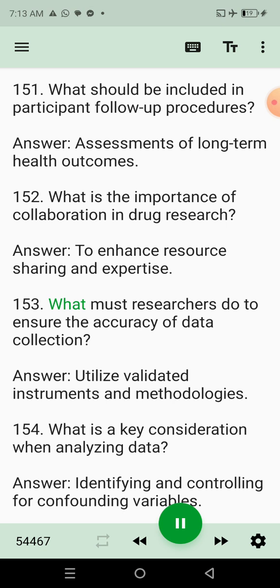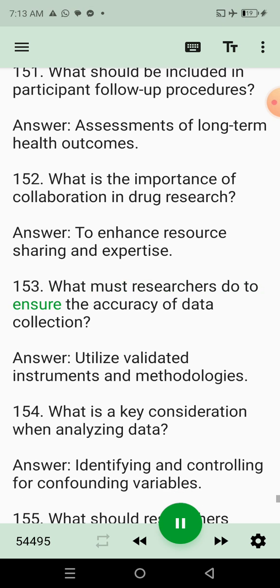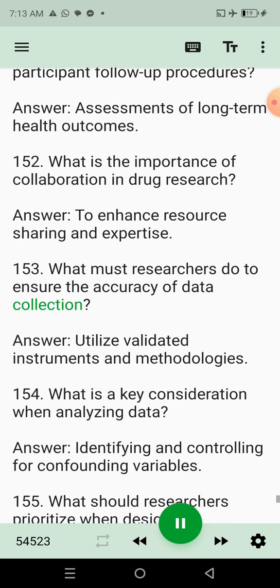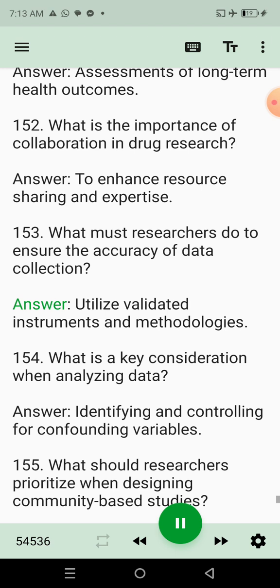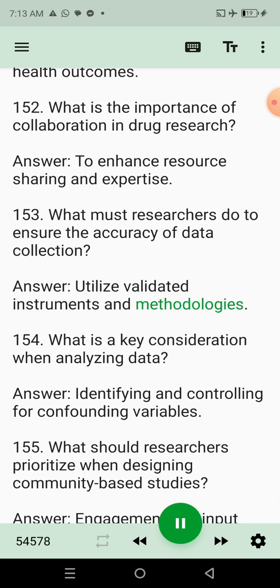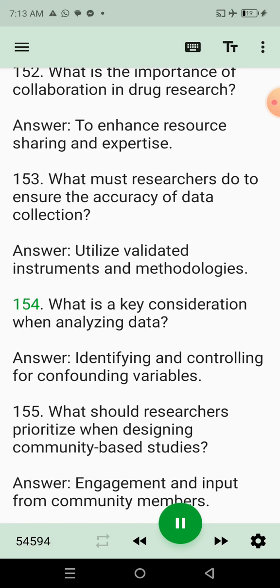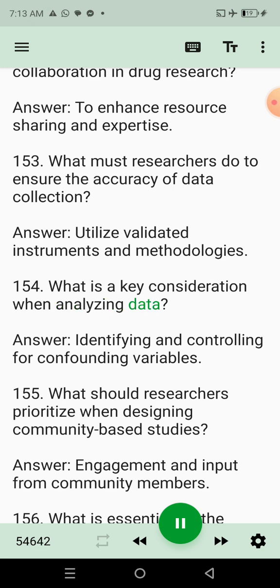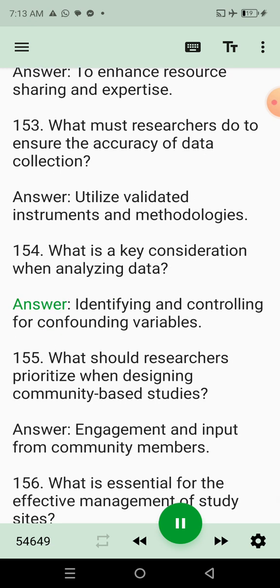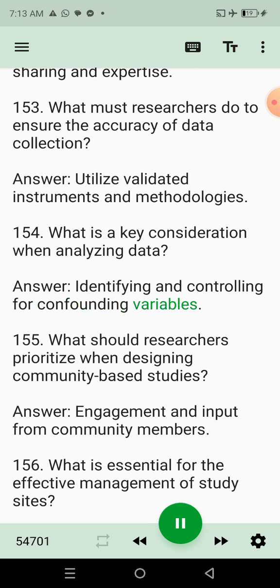153. What must researchers do to ensure the accuracy of data collection? Answer: Utilize validated instruments and methodologies. 154. What is a key consideration when analyzing data? Answer: Identifying and controlling for confounding variables.